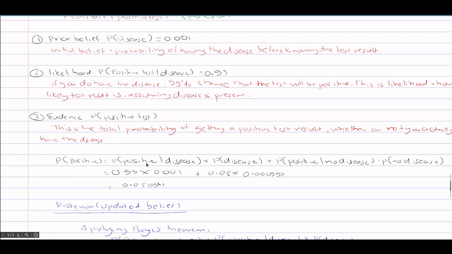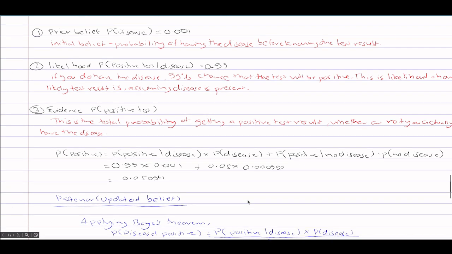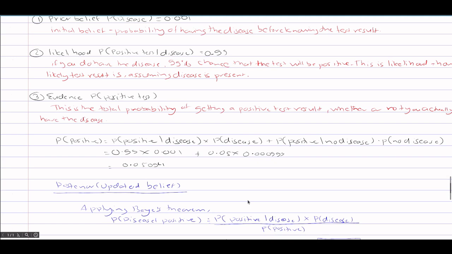A positive test can happen in two ways. You have the disease and the test is positive, which is a true positive, or you don't have the disease and the test is still positive, which is a false positive. So P of positive test equals P of positive test given disease multiplied by P of disease, plus P of positive test given no disease multiplied by P of no disease. We know P of no disease is 1 minus P of disease, which is 1 minus 0.001, giving us 0.999.